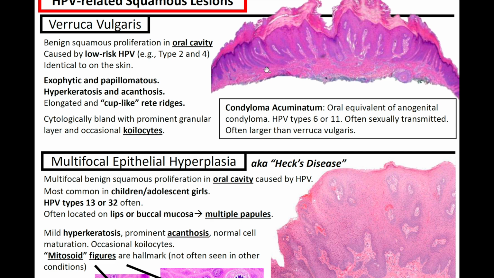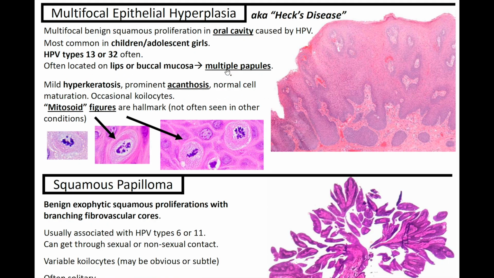For condyloma acuminatum, it is the oral equivalent of anogenital condyloma with HPV type 6 or 11, often sexually transmitted and often larger than verruca vulgaris.